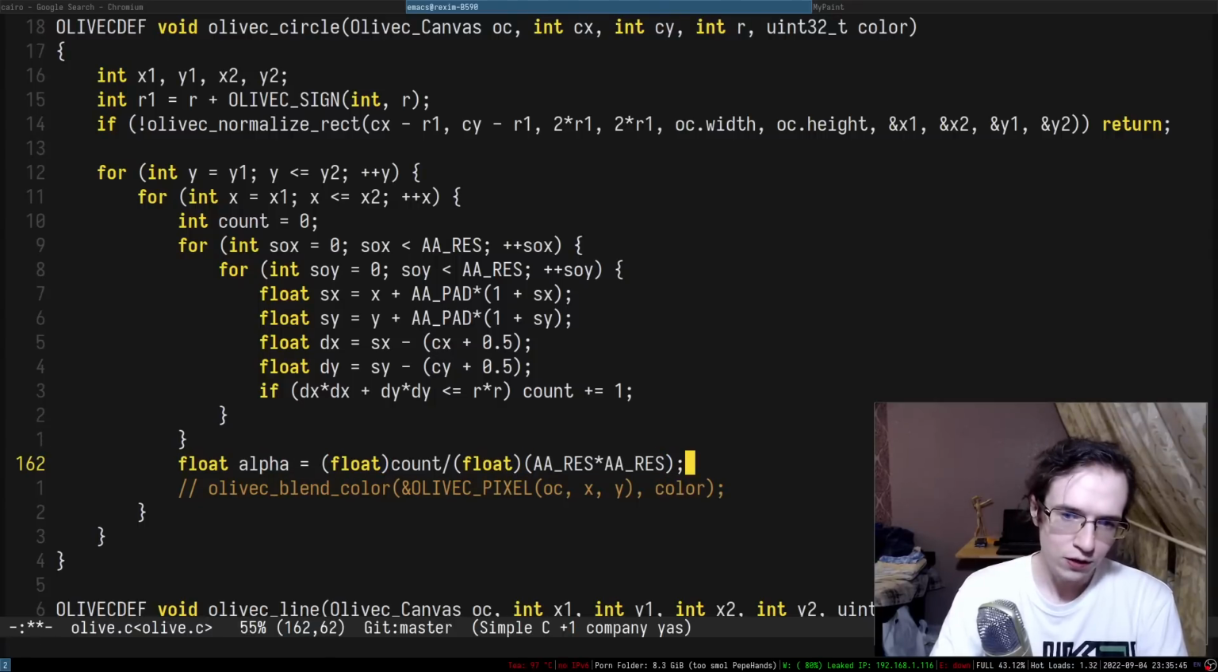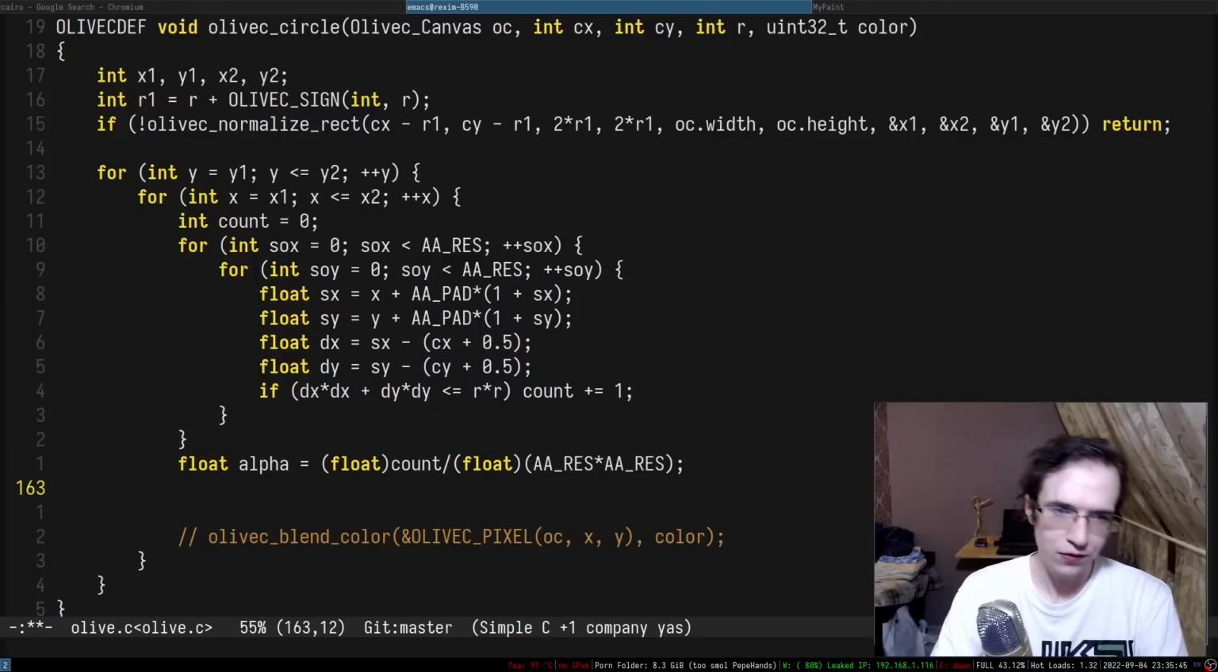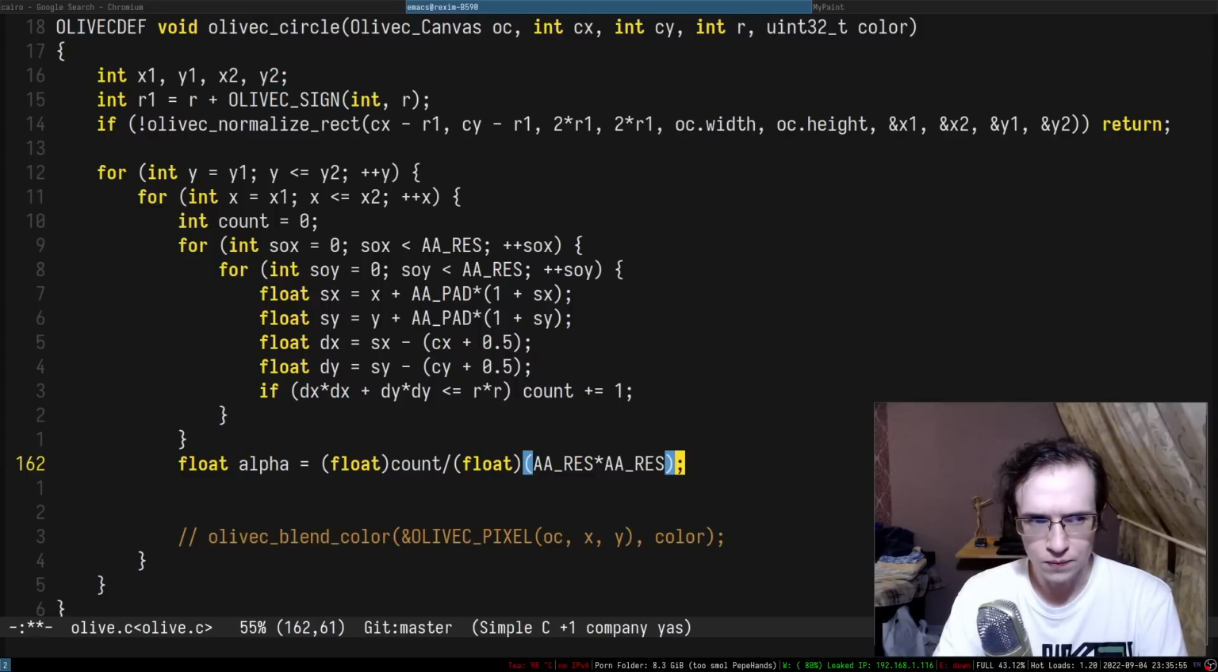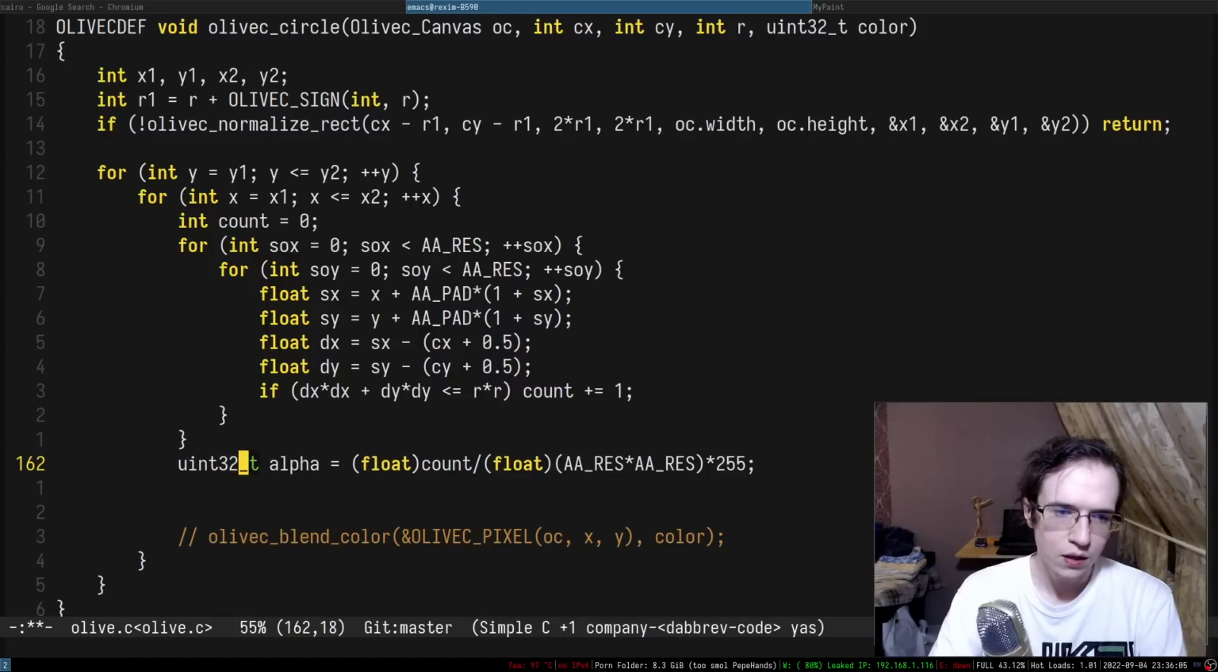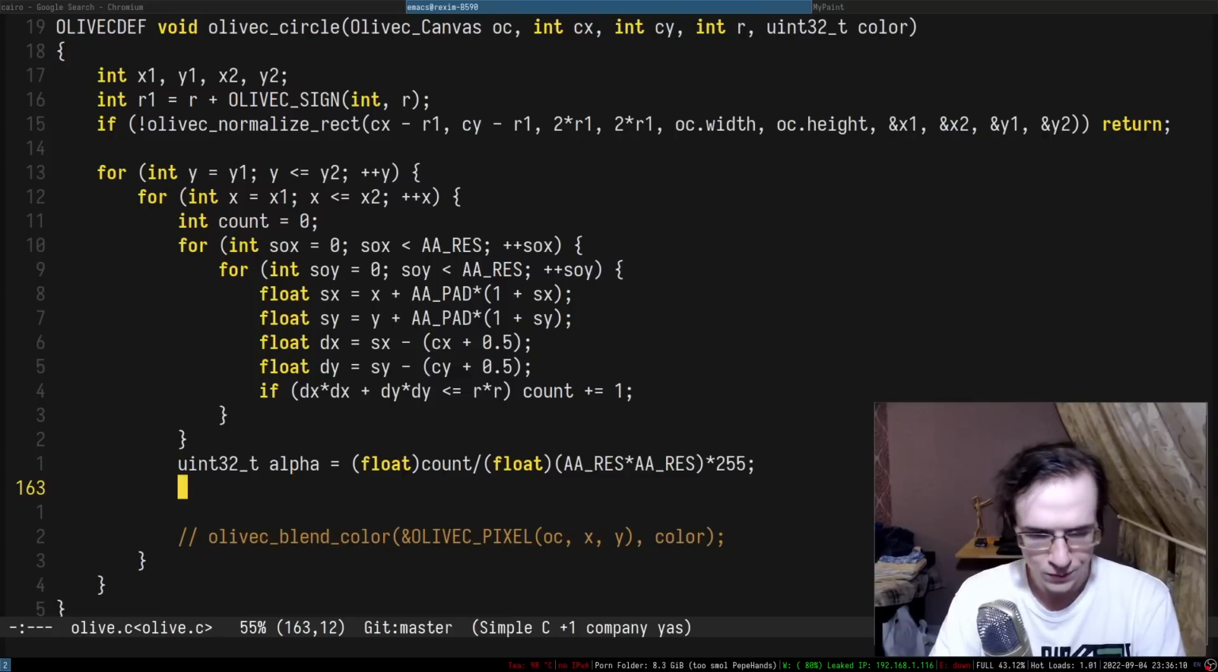So, okay, now I need to adjust my color to have this specific alpha. Maybe I can even convert it to uint preemptively, right? To do that, I can multiply it by 255 and force it to be uint32. I force it to be uint32 because I'm going to be merging it with the original color. So the alpha is located in here, right?